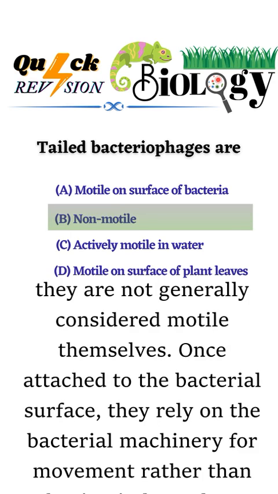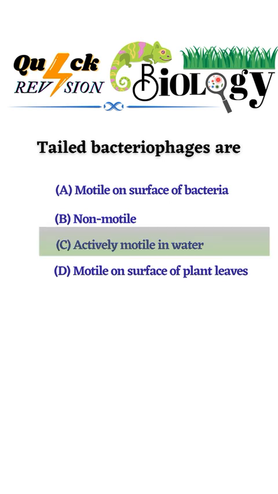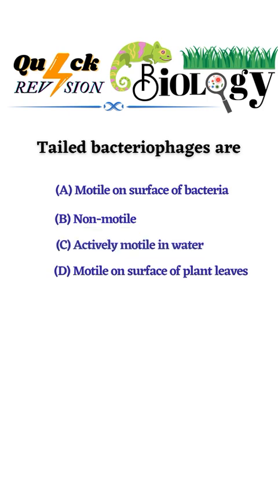However, they are not generally considered motile themselves. Once attached to the bacterial surface, they rely on the bacterial machinery for movement rather than having independent motility. Option C suggests that they are actively motile in water. This is not accurate. Tailed bacteriophages typically rely on the bacteria they infect for movement and are not inherently motile in free water. Lastly, option D mentions motility on the surface of plant leaves.